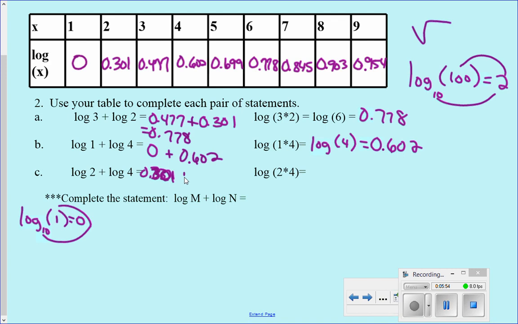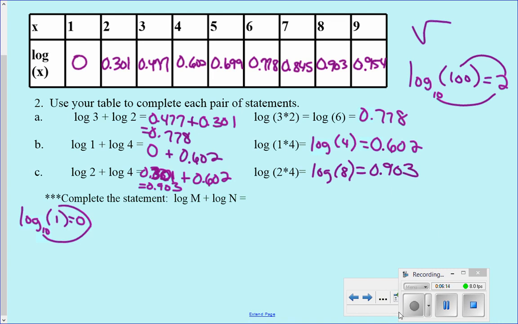And we're adding that to the log of 4, which is 0.602. And when we do that, we get 0.903. The log of 2 times 4, well, that's the log of 8. And the log of 8 is 0.903.